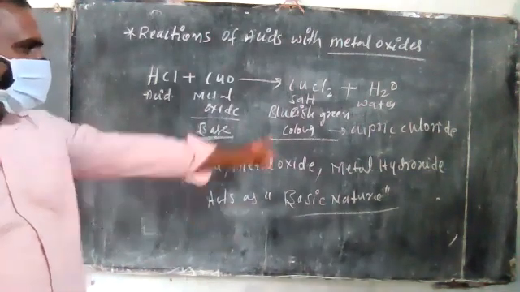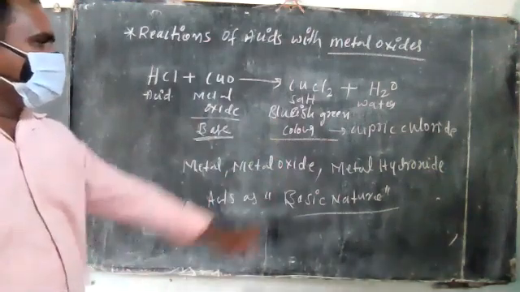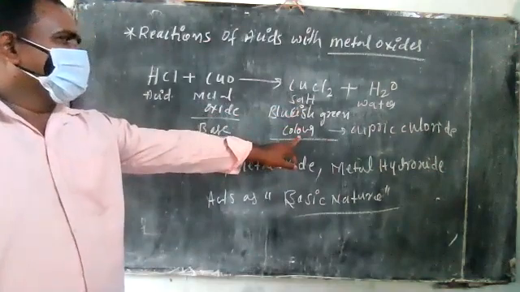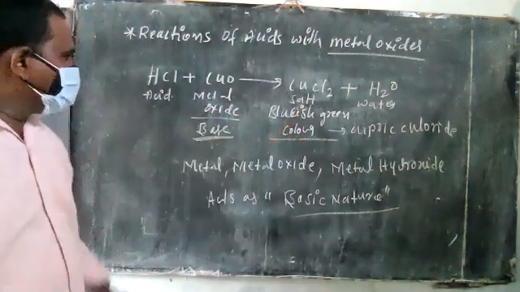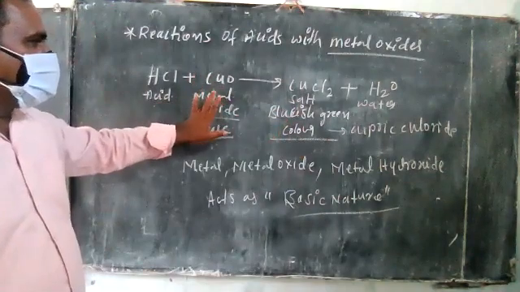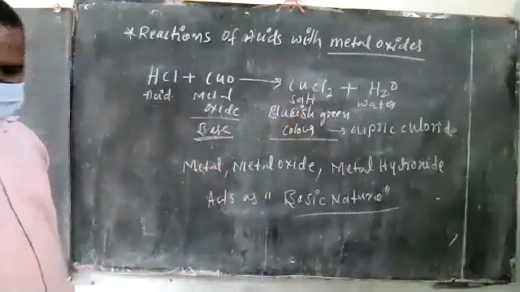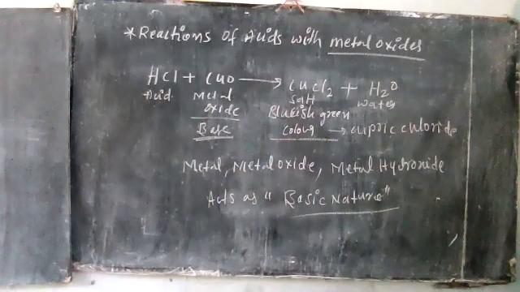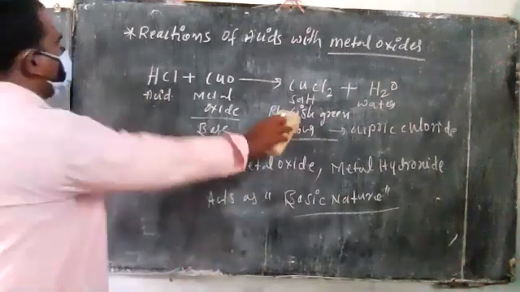So the bluish green color is also sometimes asked. This is cupric chloride. What color is cupric chloride? Bluish green. How is it formed? An acid reacts with the metal oxide, the copper oxide, giving the bluish green color.